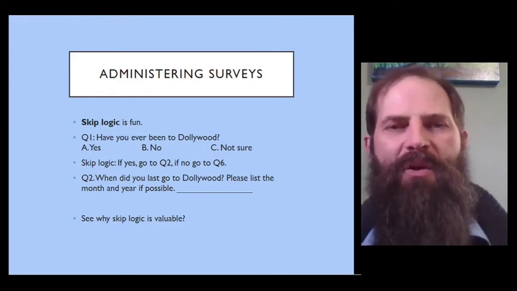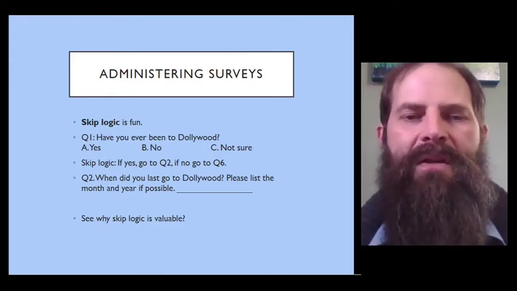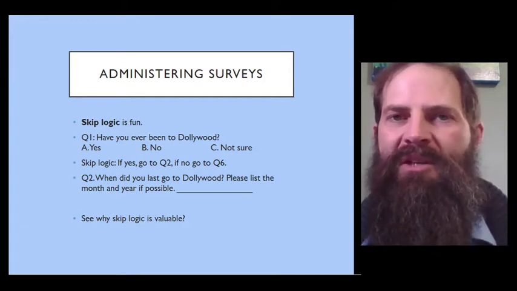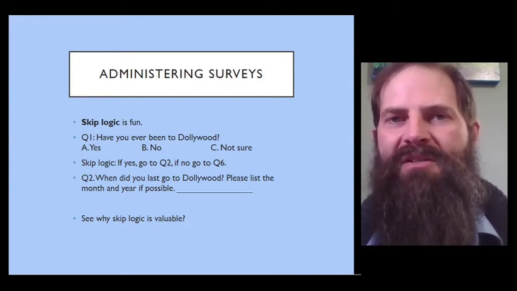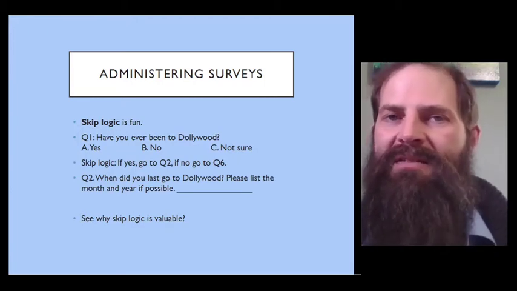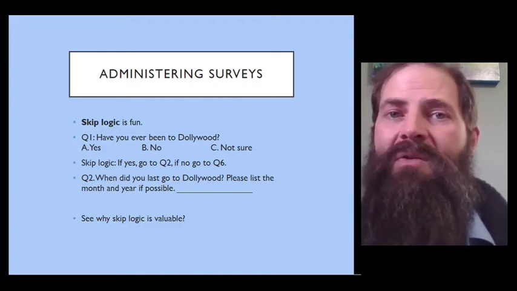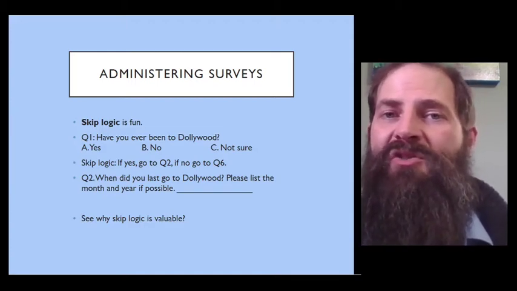Let's pretend that we're doing a survey where we want to find out about people's experiences at Dollywood. Now, what I could do is start with a skip question. My very first question on my survey could be, have you ever been to Dollywood? And if you say, yes, I have, then I can set up my online survey or my printed survey so that you're told to answer question 2 next.